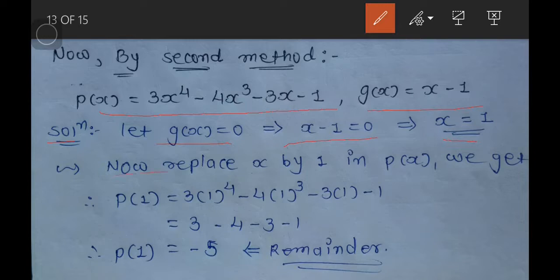Now we replace x by 1 in p of x. Then p of 1 is equal to 3 into 1 raised to 4 minus 4 into 1 raised to 3 minus 3 into 1 minus 1. Then we get 3 minus 4 minus 3 minus 1, and at last p of 1 is equal to minus 5, that is our remainder. So if you want to find only the remainder, then we go for this method.